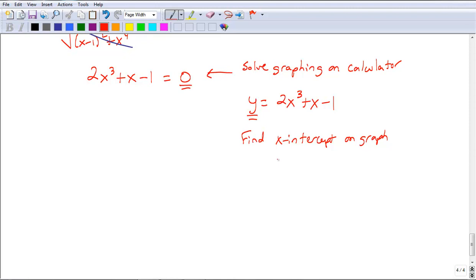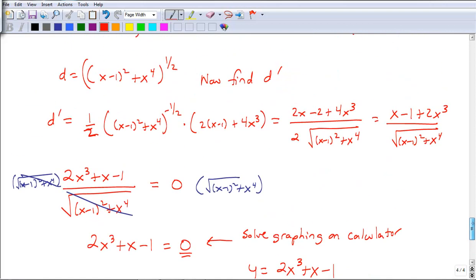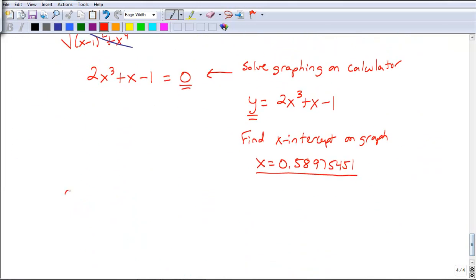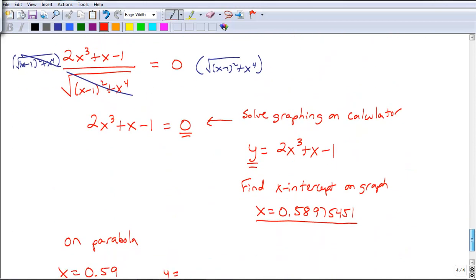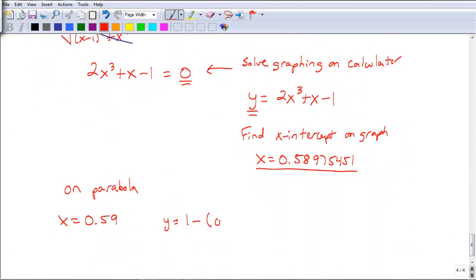I'm looking here now, I go to the 0 to figure out what the x-intercept is, and it gives me 0.58975451. From the graph, I got that solution as the value for x. So I know that on the parabola, the x value is 0.59. To find the y value, the equation of the parabola is 1 minus x squared. So to find the y value, I plug it into 1 minus x squared and see what I get.